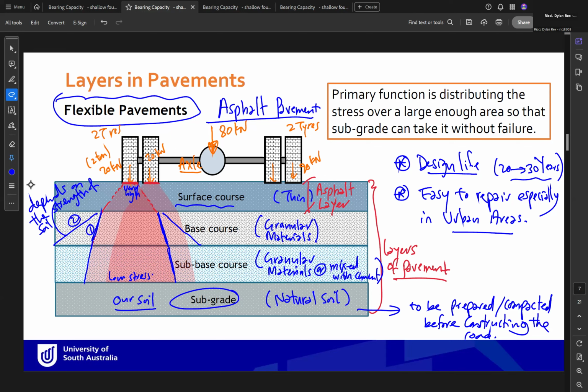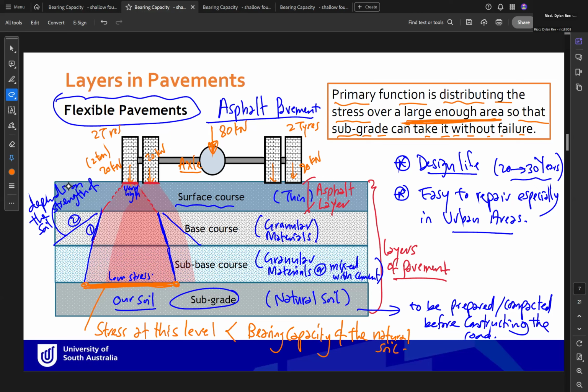Okay, so if you look at this hint here, the primary function of this pavement layer is to distribute the stress over a large enough area so that the subgrade can take it without failure. So all the idea is the stress at this level, the stress at this level, if you remember from the design of footing, is less than the bearing capacity of the soil. So this is the idea behind the stress.